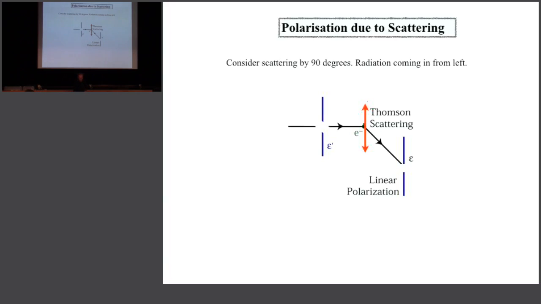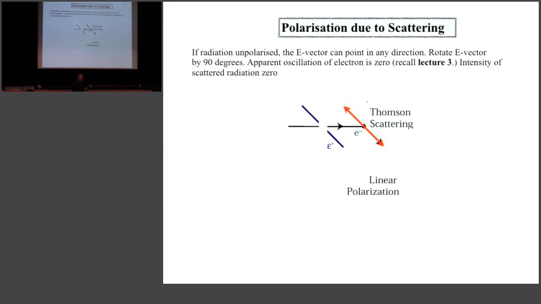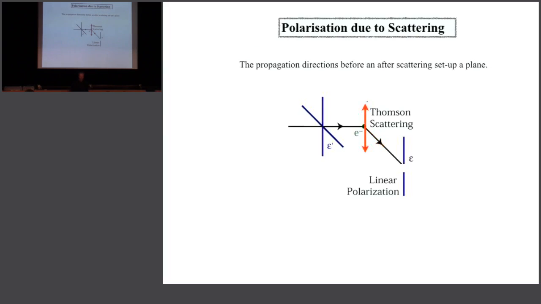Now suppose I rotate the electric vector by 90 degrees such that it's pointing into the room. In this case, the projector doesn't see the motion of the electron at all. So as a result, the scattered radiation in this direction will be 0. And generally speaking, for unpolarized radiation, the electric vector can take on any value. So what this scattering by 90 degrees of this free electron actually does is only transmit this particular component of the electric vector of the radiation.